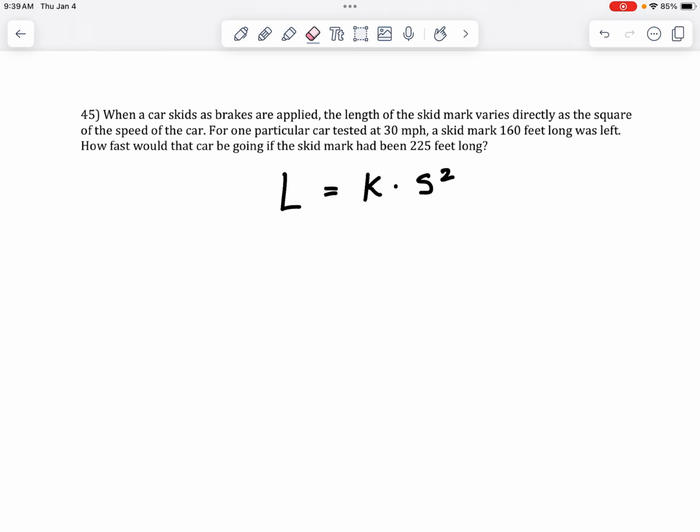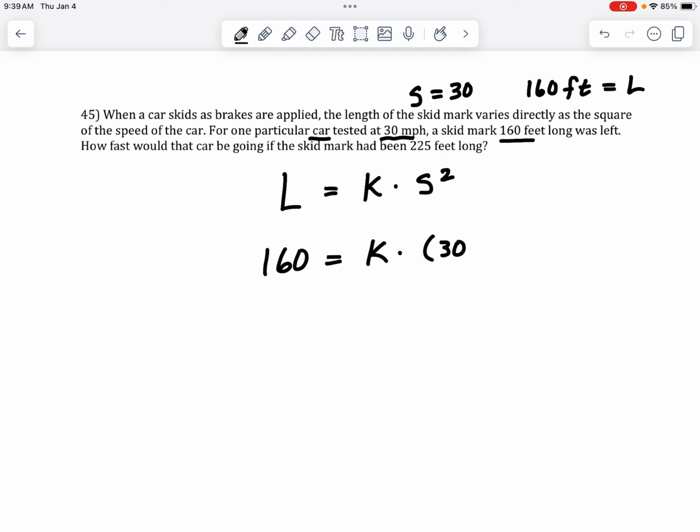And then, of course, it depends on the car, the type of tires, the road. Is the road wet? Is it dry? So we need some specific information. So for one particular car tested at 30 miles an hour, so in other words, if S equals 30 miles an hour, then the skid mark was 160 feet long. That seems very long. Maybe it was raining or something like that. So that's the length of the skid mark. So substitute that information in. So L equals 160. K is what we need to solve for. And then the S is 30 that gets squared.